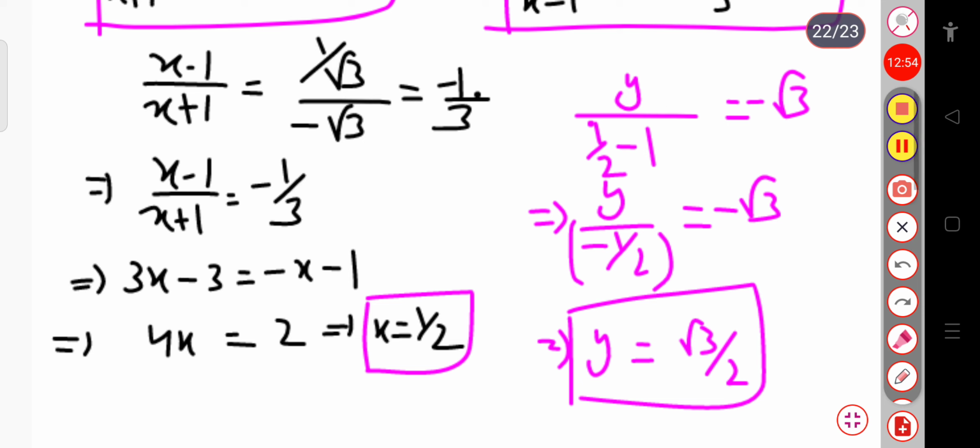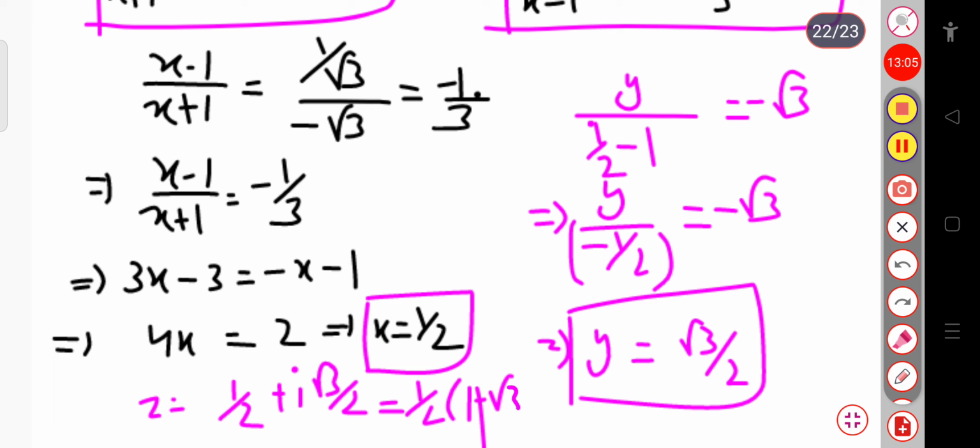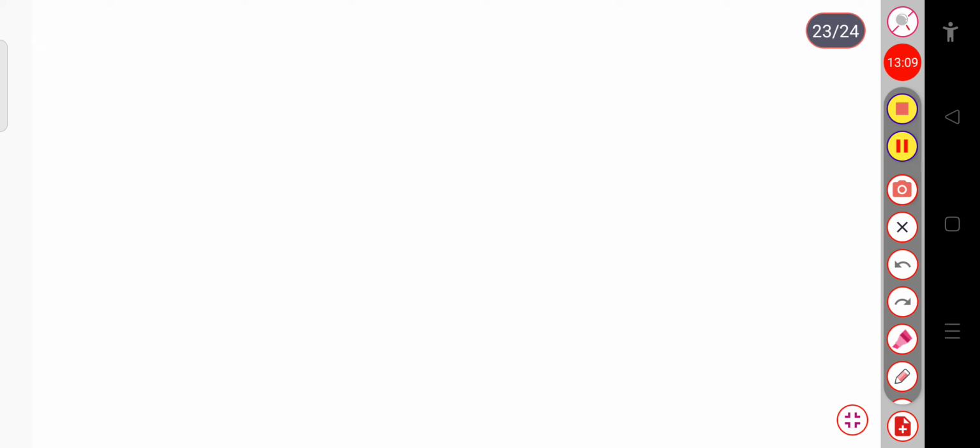Since we know z equals x plus iy, we can write this as 1 by 2 plus iota root 3 by 2, or we can write 1 by 2 whole into 1 plus root 3i. So in this way you can solve. Now we will discuss the analytic function.